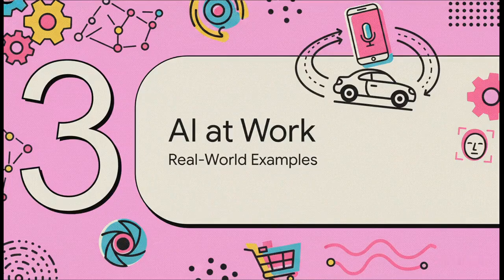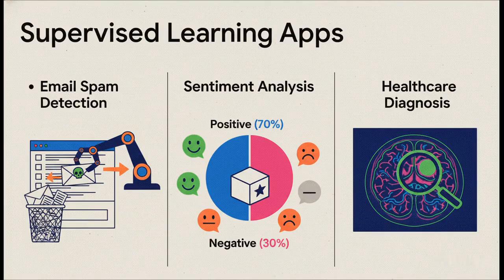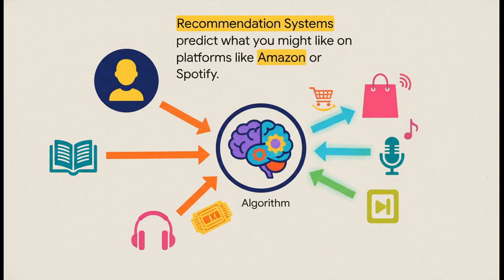Okay, that's enough of the theory. Where does this stuff actually show up in our lives? Let's connect these ideas to the real world, to the apps and services you're probably using every single day. Supervised learning is literally everywhere. Your email spam filter, that was trained on millions of emails that humans labeled as spam or not spam. Companies use sentiment analysis, trained on tagged positive and negative reviews to see what you think about their products. And in medicine, these models are trained on thousands of labeled scans to help doctors spot diseases earlier. And of course, there are the recommendation systems. Every time Amazon suggests a product or Spotify creates a playlist for you, that's a supervised model predicting what you'll love next.